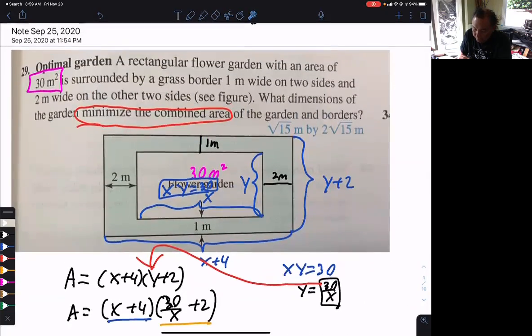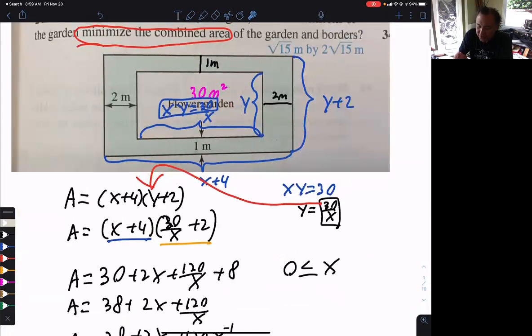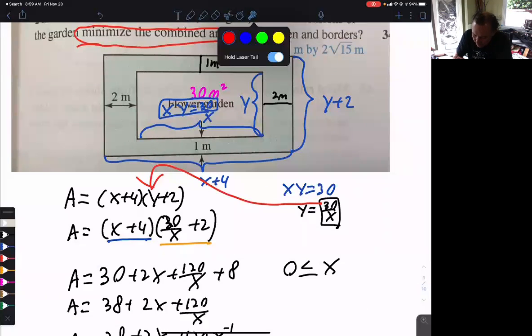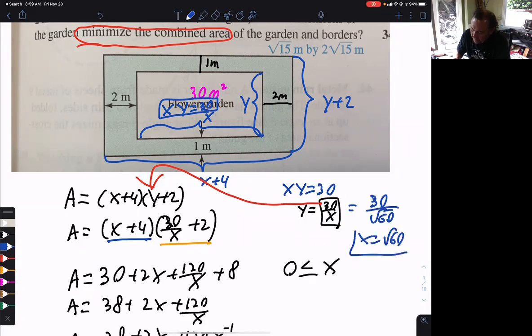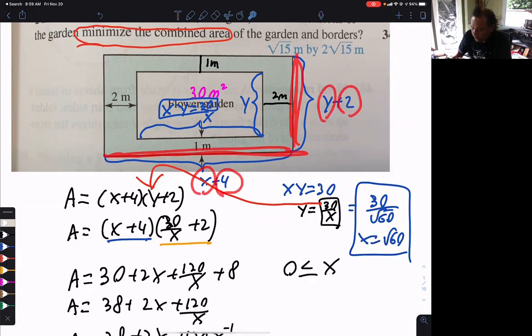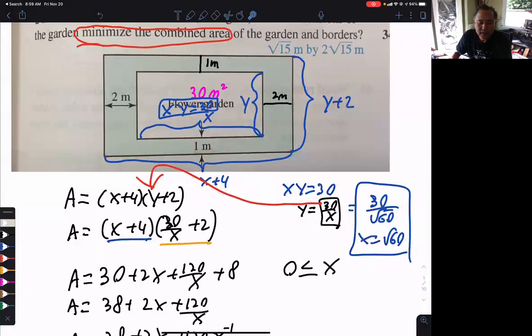So what are they asking for? The dimensions of the garden. So we actually aren't done. We found x, we found this distance. We'd have to find y, but that's easy. Y is just 30 divided by x. So our y would be 30 over radical 60, right? Our x is radical 60, but we're still not done because we want the dimensions of the garden. So this bottom would be our x plus 4, and the side would be our y plus 2. So we'd have to add 2 to that and 4 to that, and that would be our answer for that problem. So that is that.